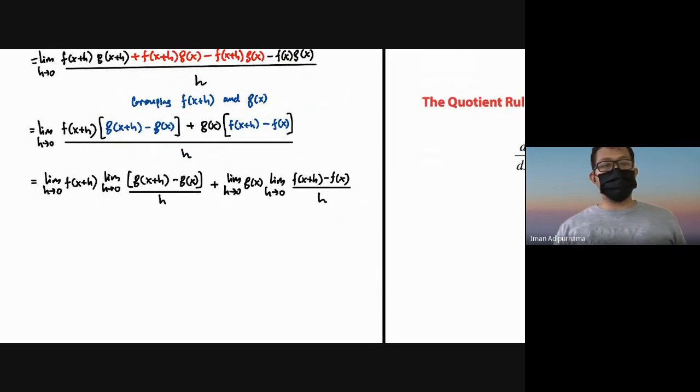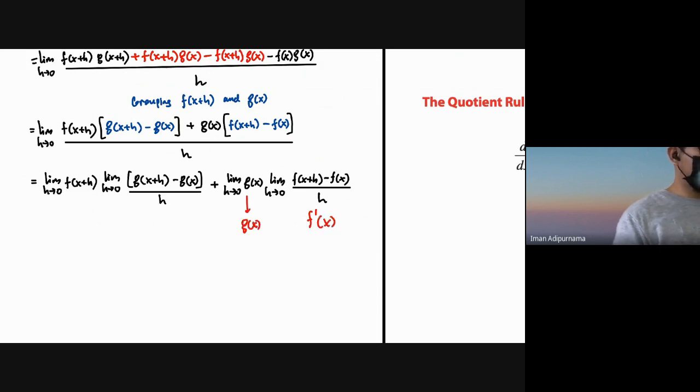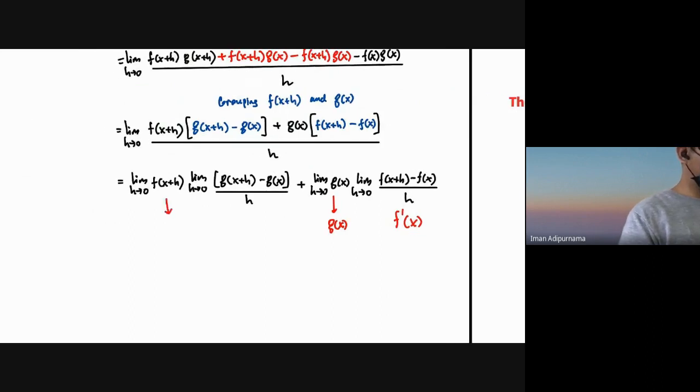Okay, now we may have our expressions here, and we can compute the limit. This will be the f prime. This is just g of x. This will be f of x and g prime of x.